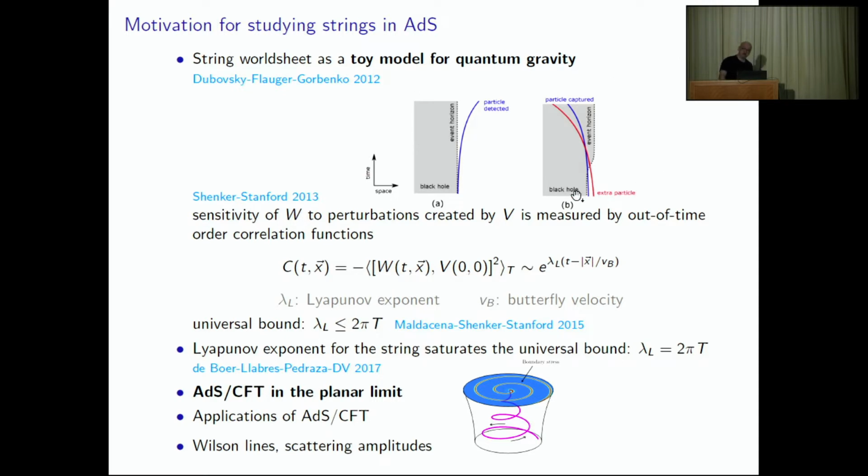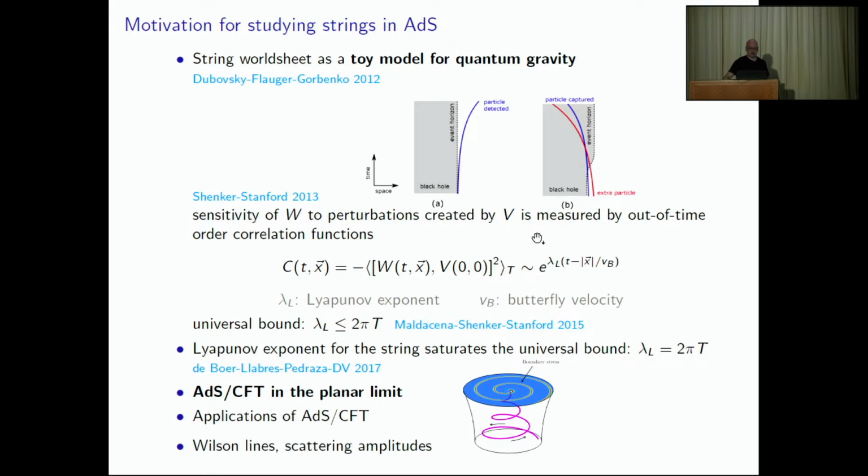This is the system that I'm not going to explain now. The bottom line is that they studied out-of-time order correlation functions, 4-point functions. These are hard to compute, very hard to measure, but from them you can read off the Lyapunov exponent, this lambda L here, and that's just a number that you can compute. A few years later, Maldacena, Shenker, and Stanford found a universal upper bound on the Lyapunov exponent, 2 pi T, with some h bar in the denominator.